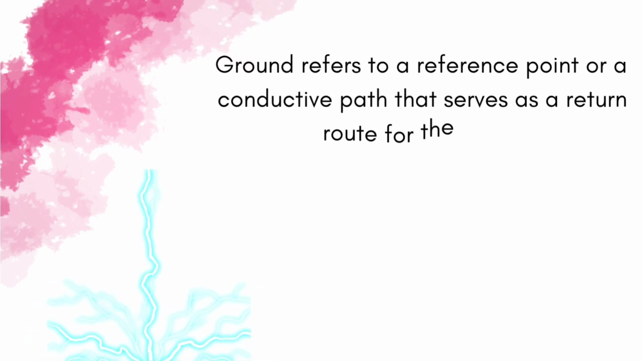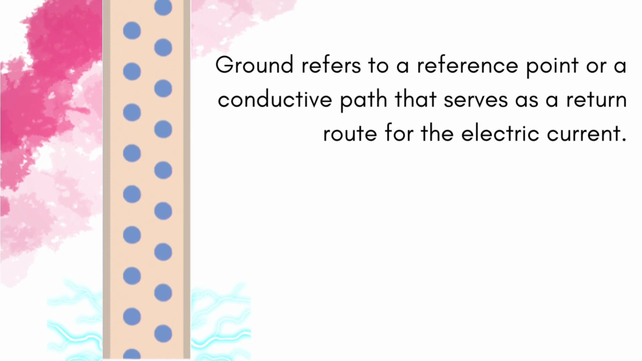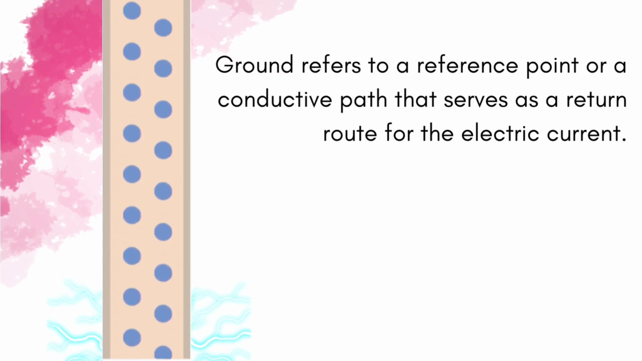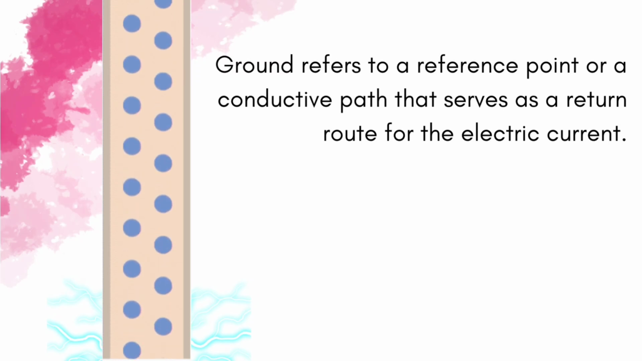The first principle states that electricity always seeks the ground. Ground refers to a reference point or a conductive path that serves as a return route for the electric current. This principle helps ensure the safety and stability of electrical systems.